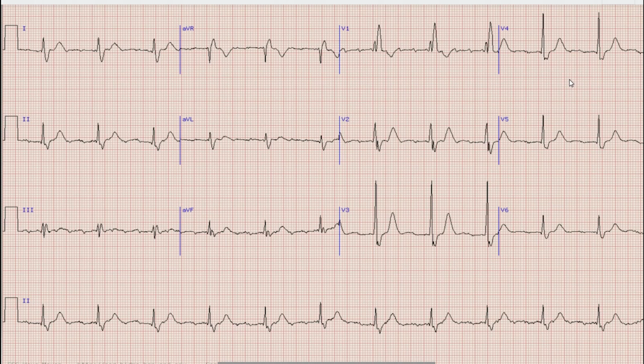As you know, the first thing which we look at on an ECG is rhythm. For rhythm, we look at the rhythm strip, which is a long lead at the bottom of this ECG. Here you can see that there is a long lead, or lead 2, at the bottom of the ECG.